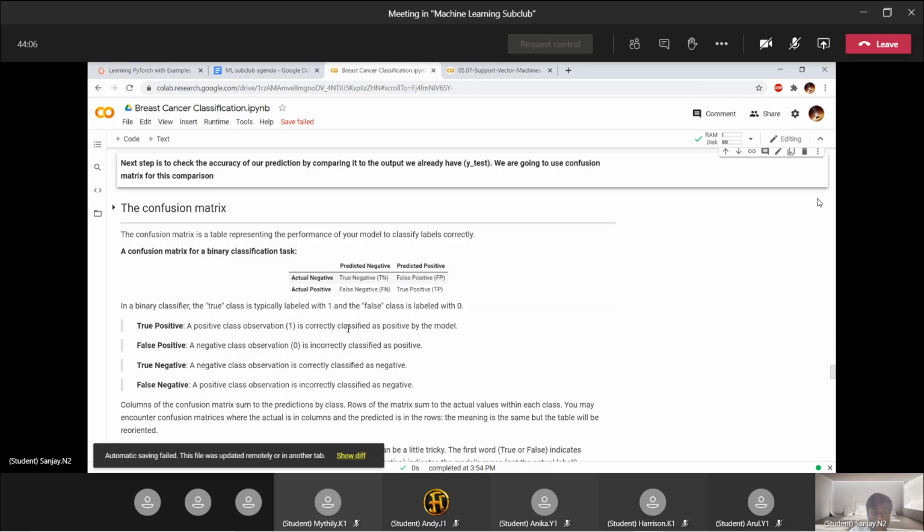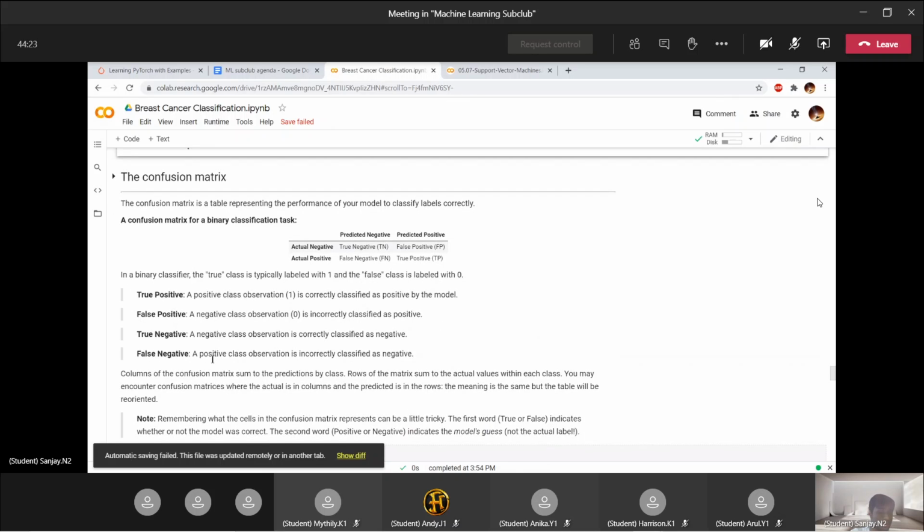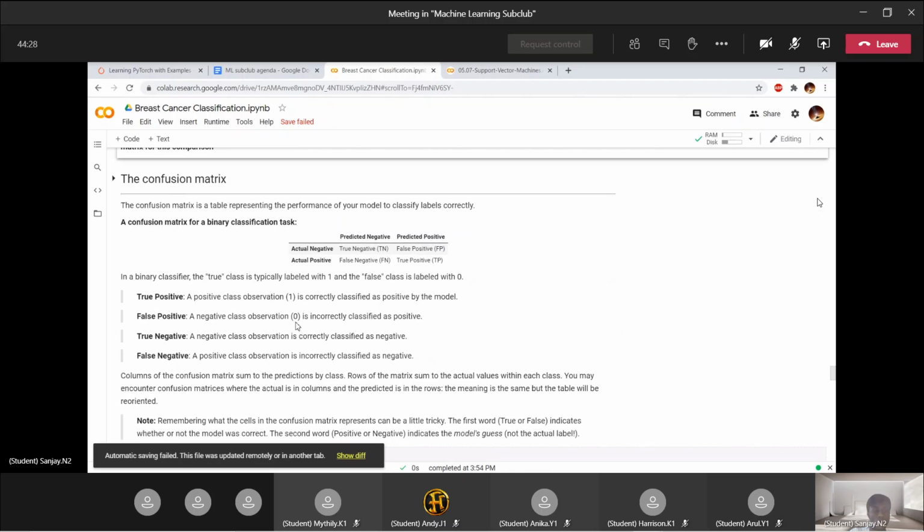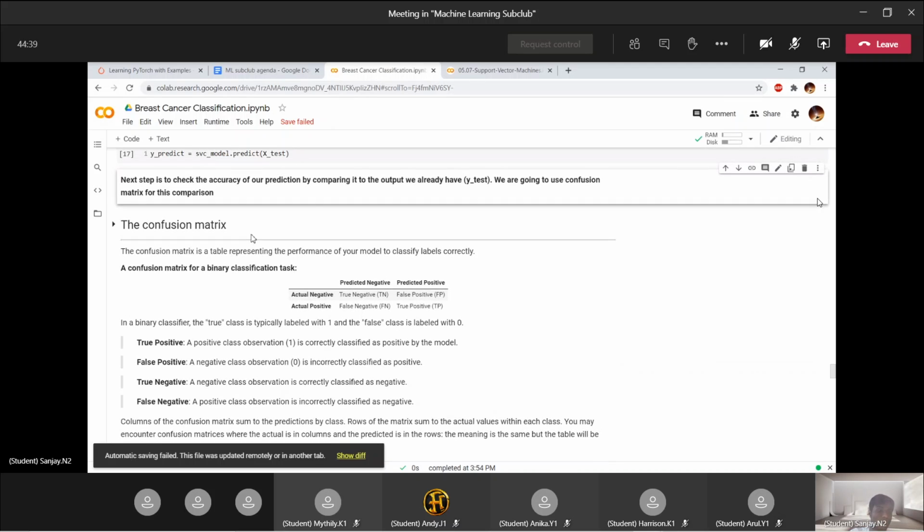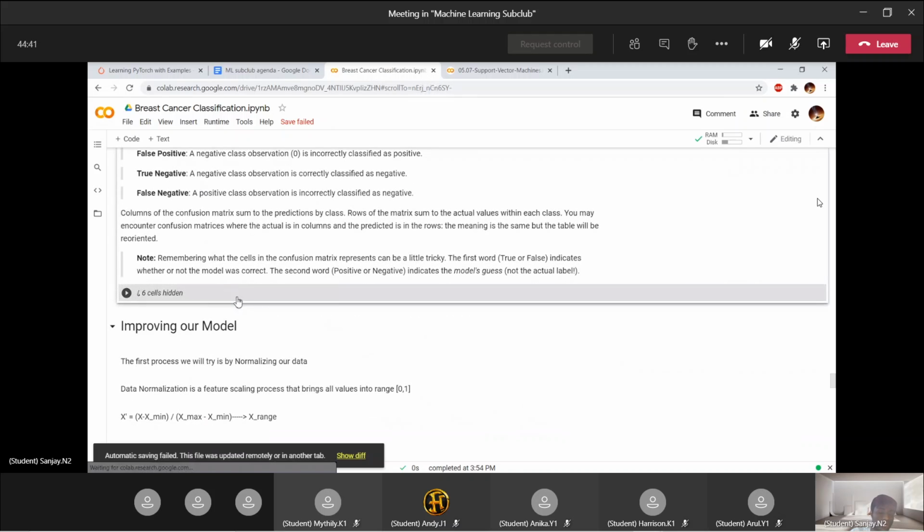A true positive is a positive class observation that is correctly classified as positive by the model. A false positive is a negative class observation, which is 0, which is incorrectly classified as positive by the model. A true negative is a negative class observation that is correctly classified as negative, and a false negative is a positive class observation that is incorrectly classified as negative. Generally, confusion matrices are pretty popular when working with data in a tabular format, like in a data frame, just because it's generally a good representation of what we can see.